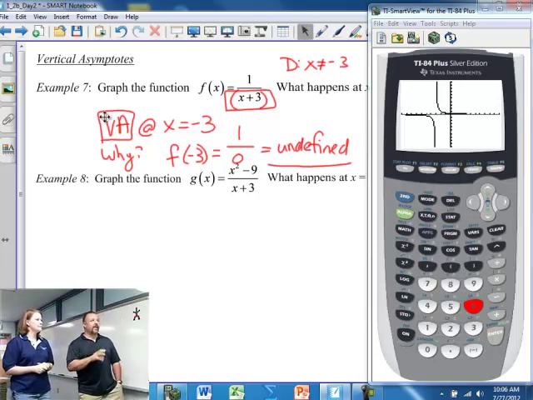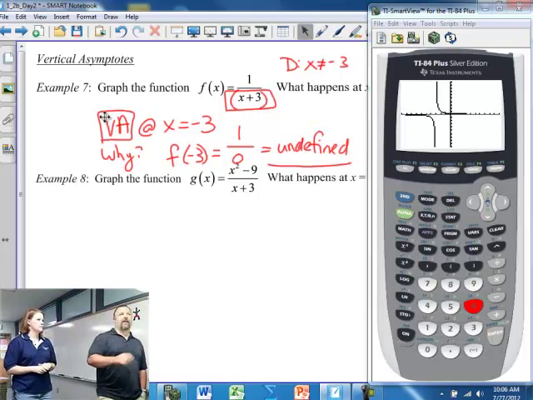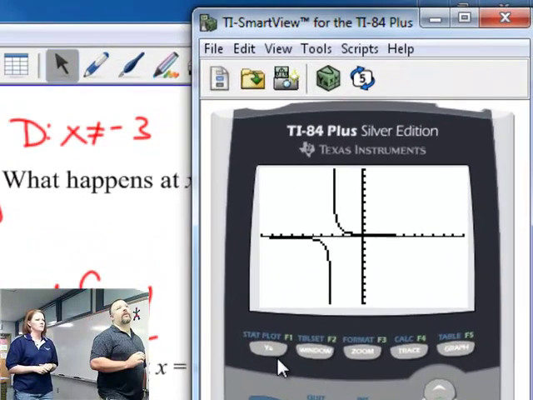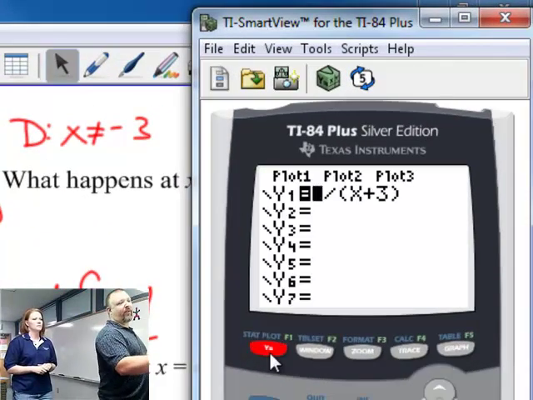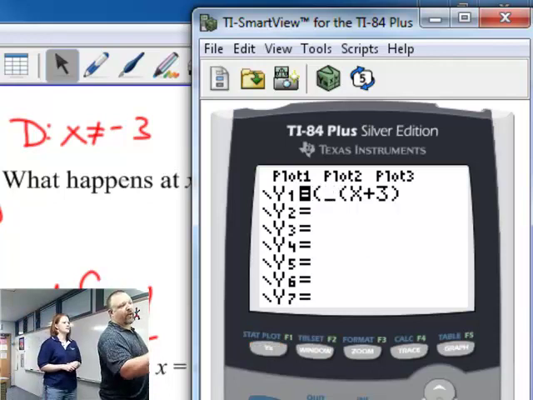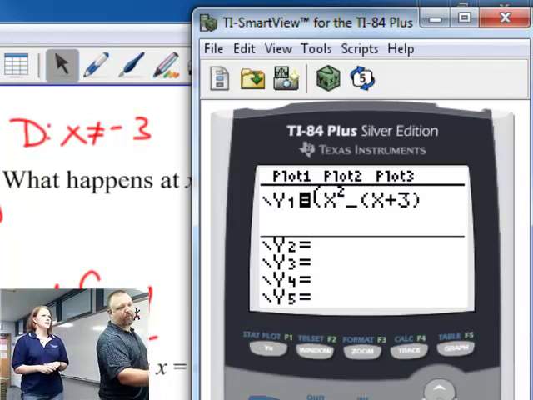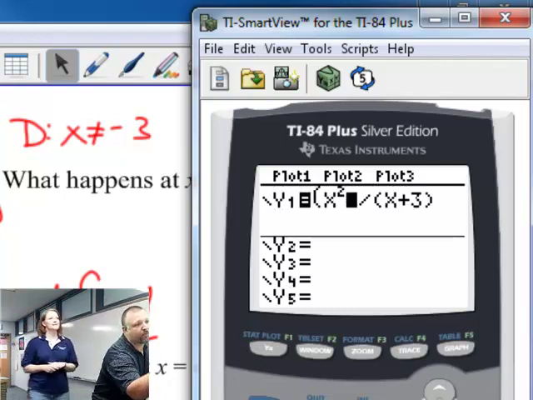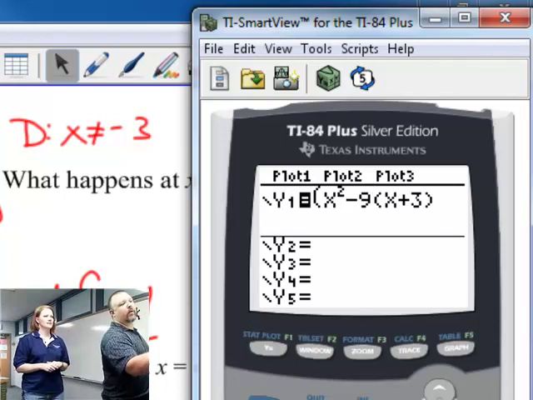All right, so let's try the next one, just to see how it compares. We're going to take x squared minus 9 and divide it by x plus 3. So again, we have this function that we want to divide, and we're going to put it in parentheses. Let's insert x squared minus 9.